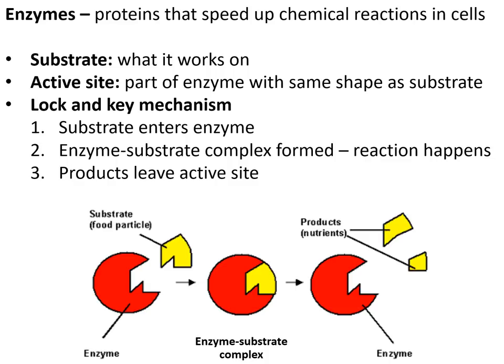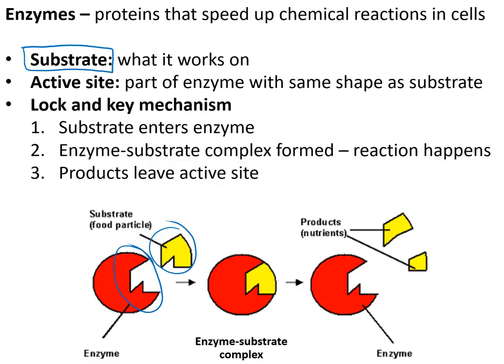Enzymes are proteins that are found in all of our cells, and they speed up chemical reactions. Enzymes work on chemicals called a substrate, so the substrate gets changed in some way by the enzyme. Now, on every enzyme, there is an area called an active site. The active site is part of the enzyme that has the same shape as the substrate.